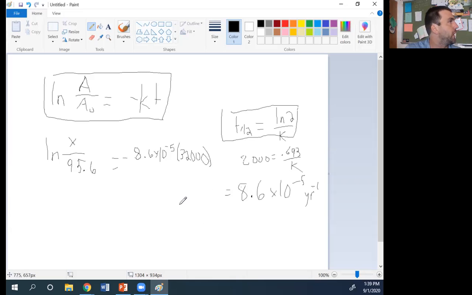Okay? So you would E this side, the natural log. So you're going to E this side, and you're going to E this side. Well, E to the ln cancels. So you're left with X over 95.6 equals E to the negative... somebody do these two, do 8.6 times 10 to the negative fifth times 32,000 in your calculator.